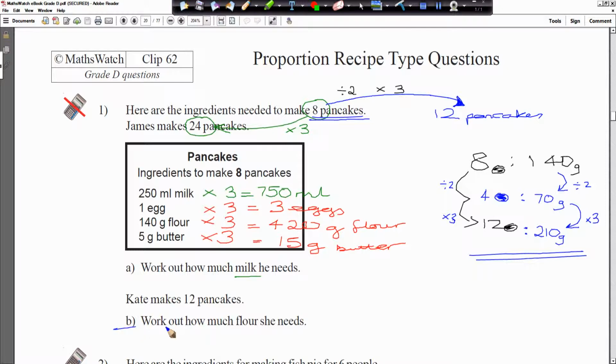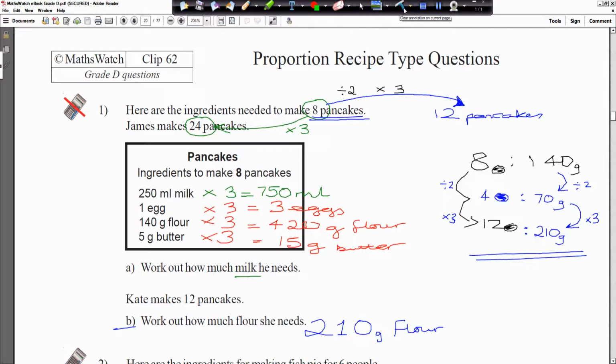So the answer to part B, work out how much flour she needs: she would need 210 grams of flour. For each one of these questions, we do need to show the working out as much as we can. Okay? Happy with that? Alright, let's see what else we have on the page.